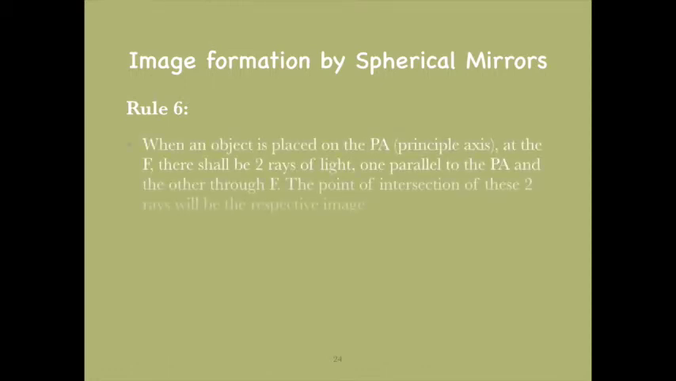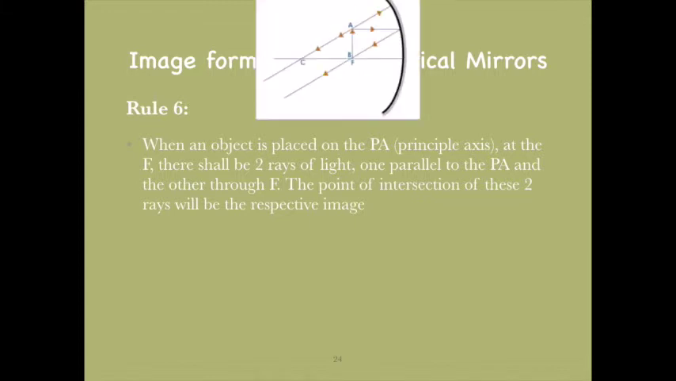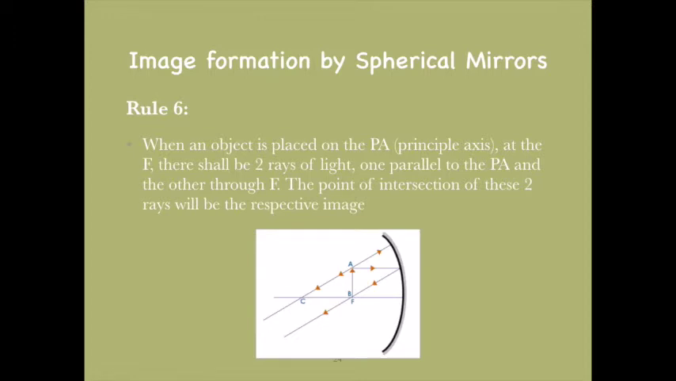So coming to rule number 6, in this case we will be placing the object on the focal point. In this particular case, an image is never formed. Please note that when you place an object at the focal point, an image is not formed, or it is formed at infinity.